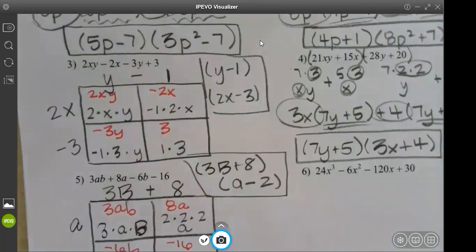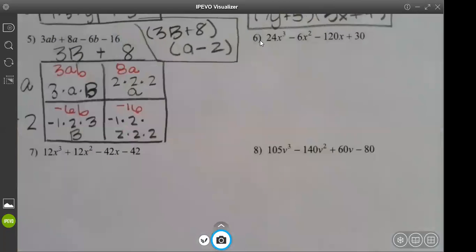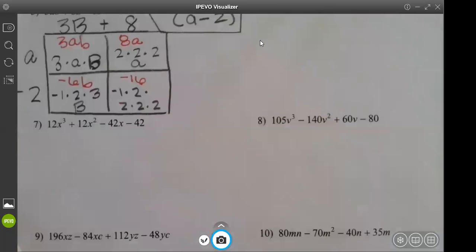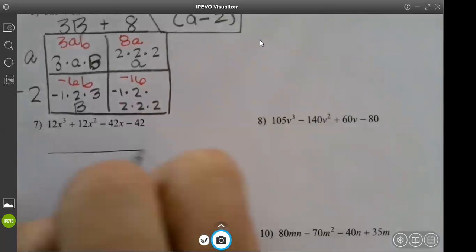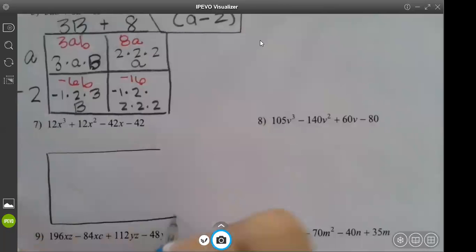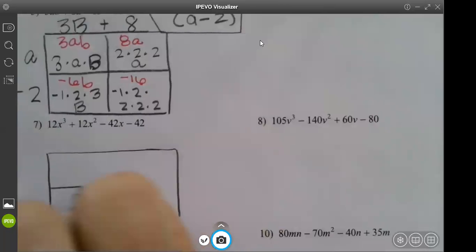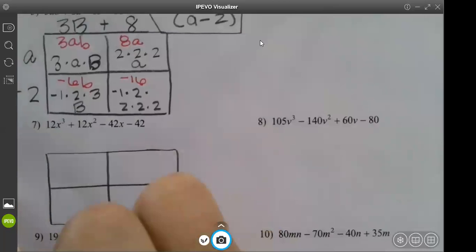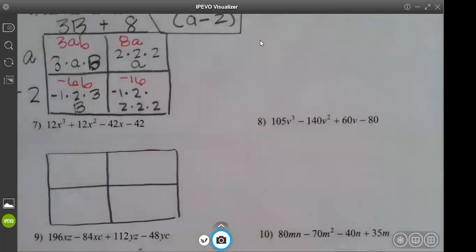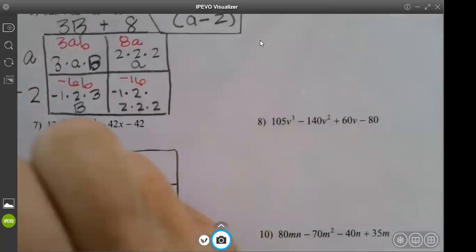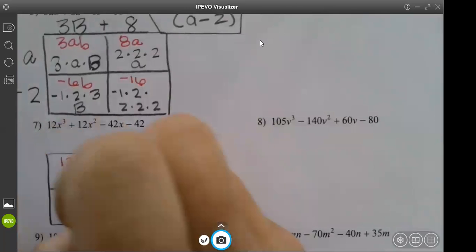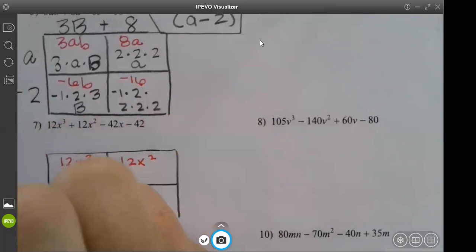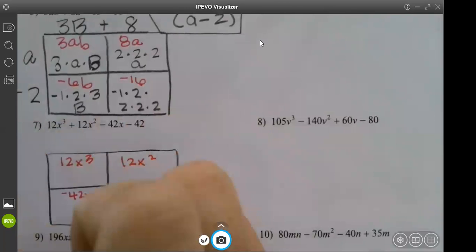All right, so 6 through 10 just has bigger numbers. I'm going to drop to number 7, and then I'll come back to number 6. All right, so number 7. Going to make our big box. Again, it doesn't matter what order you put it in. I have 12x cubed, 12x squared, negative 42x, and negative 42.